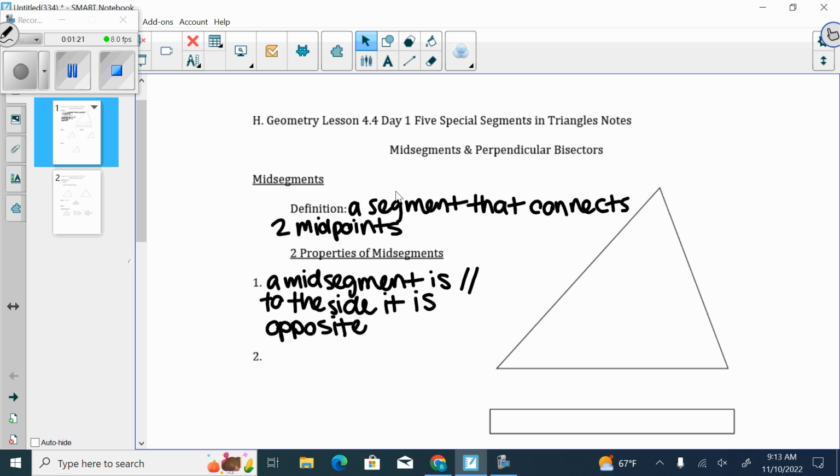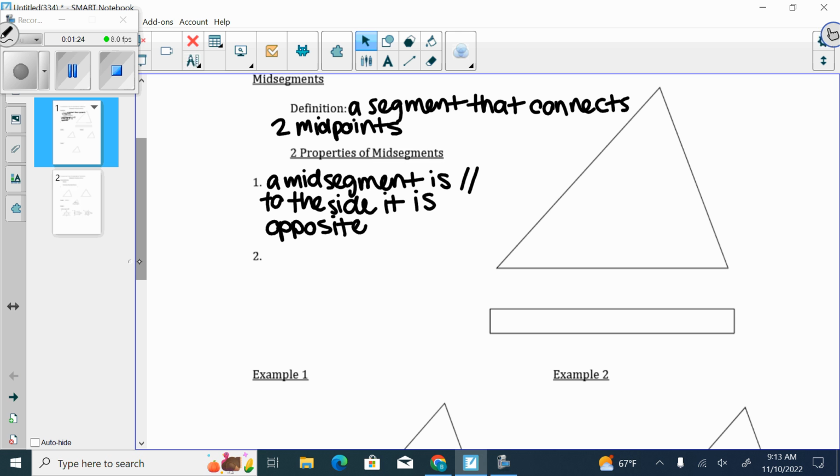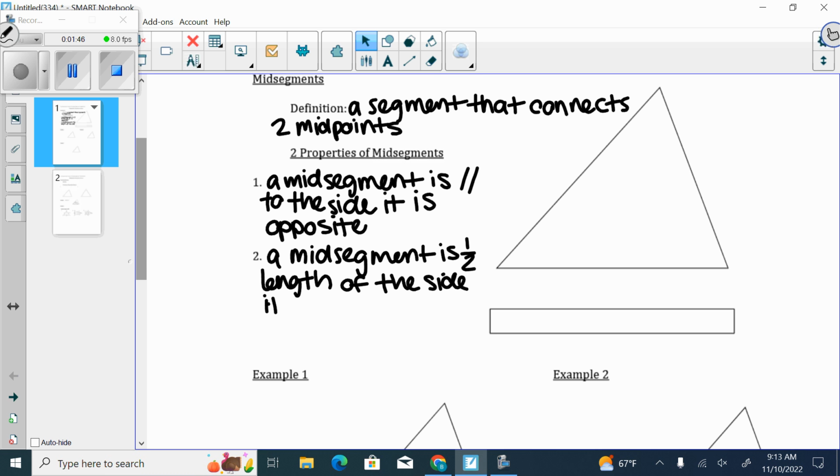Okay, the second property is a midsegment is half the length of the side it is opposite. So the line that it runs parallel to, it will be half the length of, okay?